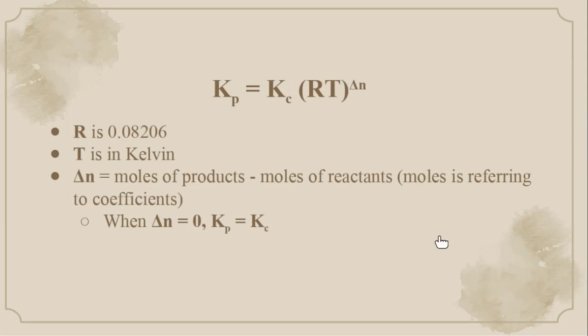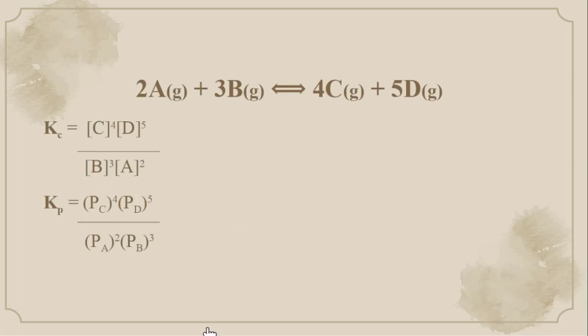All right, and this is the equation where they relate Kp to Kc. So that would be your Kp equals Kc times RT, and that whole thing raised to the power delta n. And in this case, your R is 0.08206, your temperature is in Kelvin, and your delta n is just going to be your moles of products minus moles of reactants. And when I say moles in this case, it's just referring to your coefficients. So it's not talking about molar mass or anything. You don't have to convert anything like that. It's just what your coefficients are. So keeping in mind what delta n is, who can tell me what the delta n would be of this reaction?